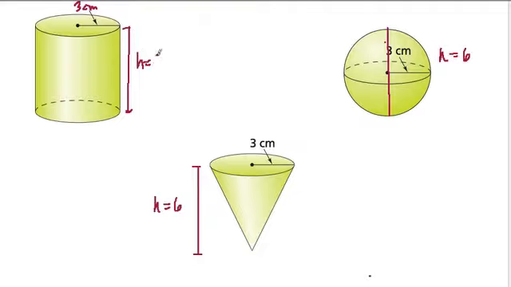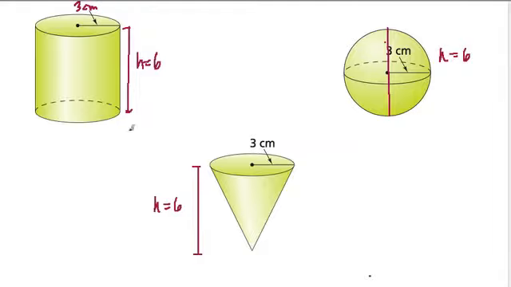So let's pause for a moment and make a prediction. If the height's equal in all of these and the radius is equal in all of these, which one will hold the most stuff? Which one will have the greatest volume? And then let's start working at the details.